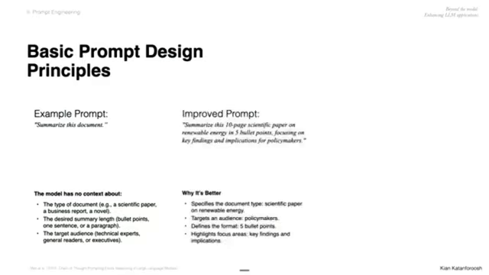You can actually improve these prompts by doing something like: summarize this 10-page scientific paper on renewable energy in 5 bullet points, focusing on key findings and implications for policymakers. That's already better, right? You're sharing the audience and it's going to tailor it to the audience. You're saying that you want 5 bullet points and you want to focus only on key findings. That's a better prompt, you would argue.